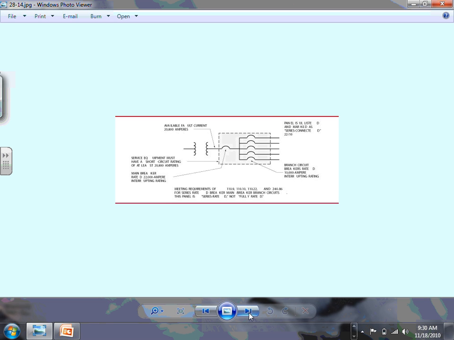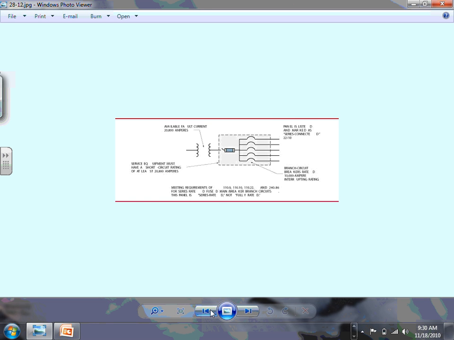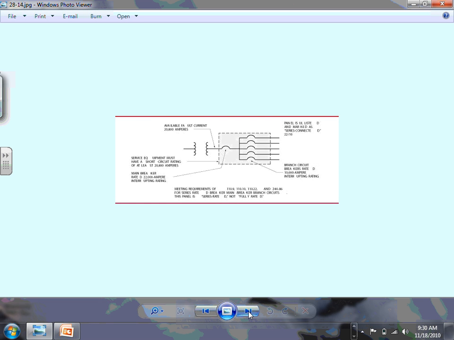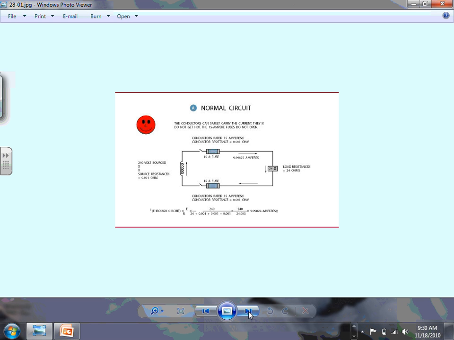The other ones, guys, you can have fully rated fuse with a fuse, fully rated fuse with circuit breakers. Look at that, I have a fuse with circuit breakers. You can have a circuit breaker with circuit breakers. So you can be fully rated or series rated. So either fuse with fuses, circuit breaker with circuit breakers, or circuit breaker with fuses, and you can mix and match it.